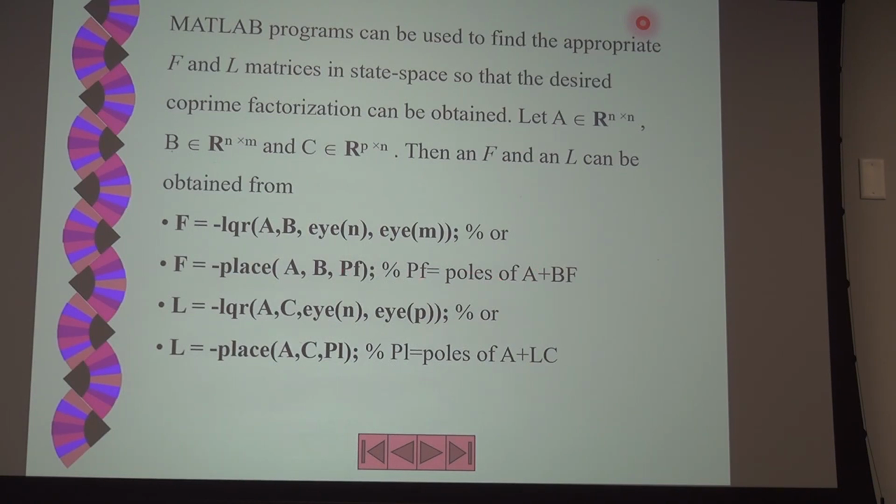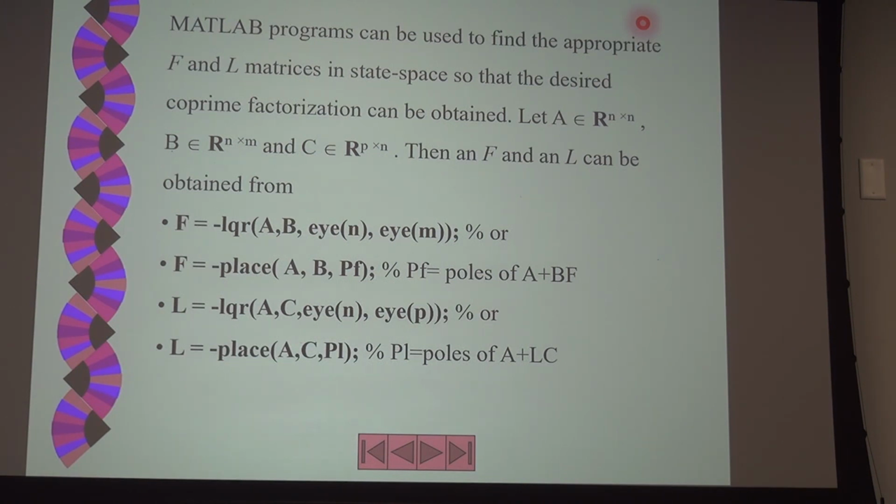That's one way. Another way is, if you have no idea, you just put identity in here, and you get this. Or you know the poles of your observer dynamics. Given the pole positions, you can solve for your L. Again, I assume you know the LQR in linear systems.